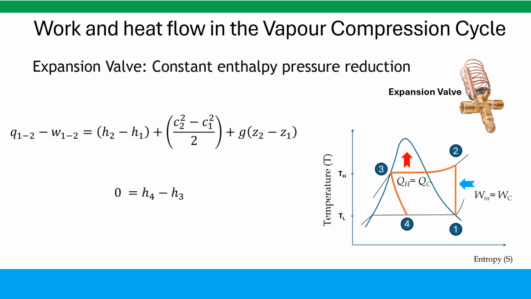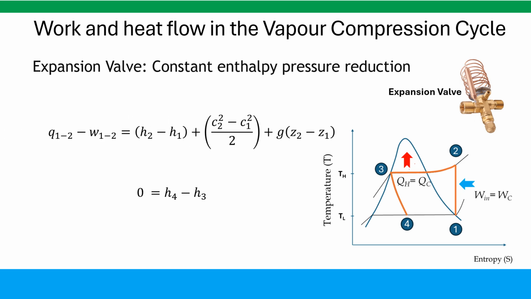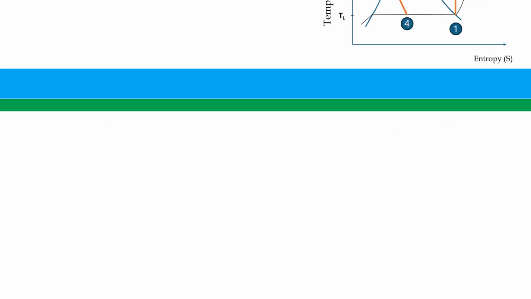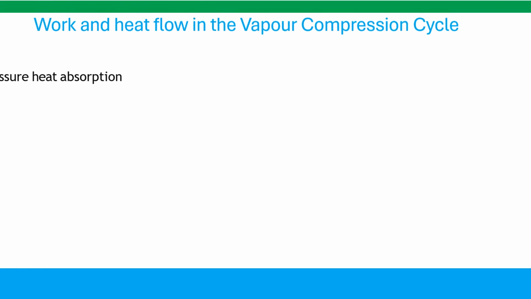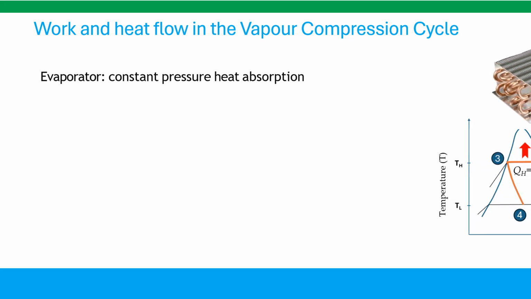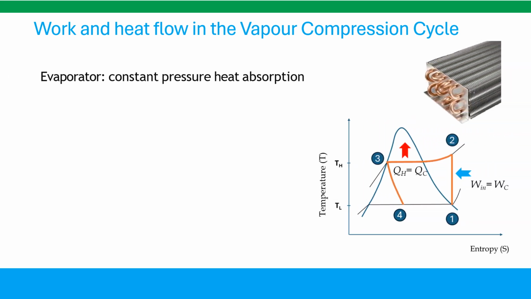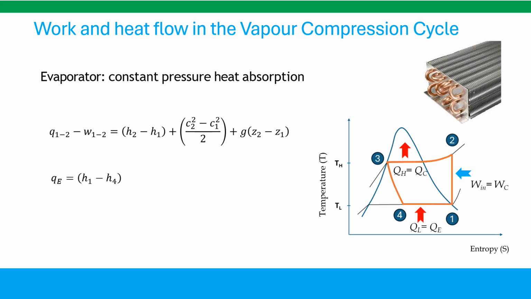By applying the steady flow energy equation, we can confirm that enthalpy remains constant due to the absence of work or heat transfer during the process. The final step in the cycle is constant pressure heat absorption in the evaporator. Using the energy flow equation for the evaporator, we can calculate the heat absorbed by the working fluid.